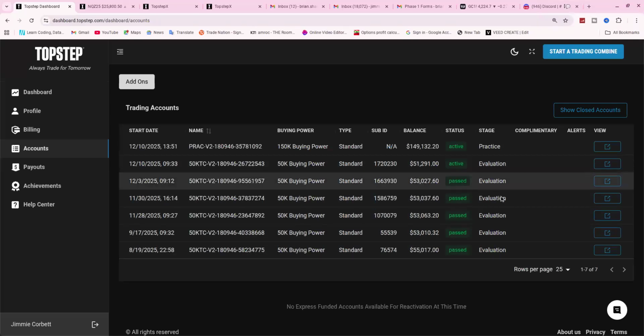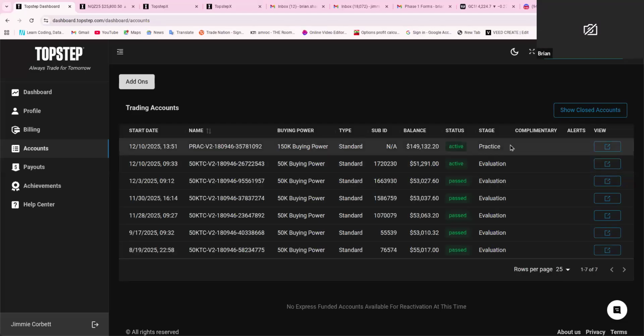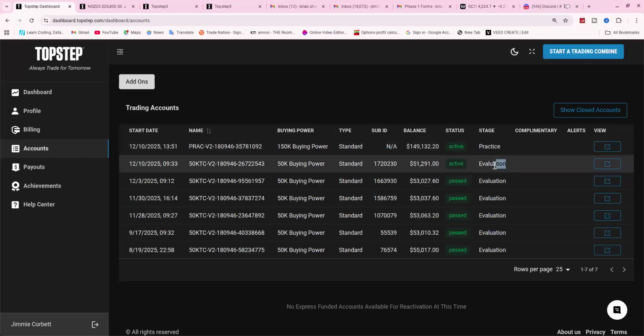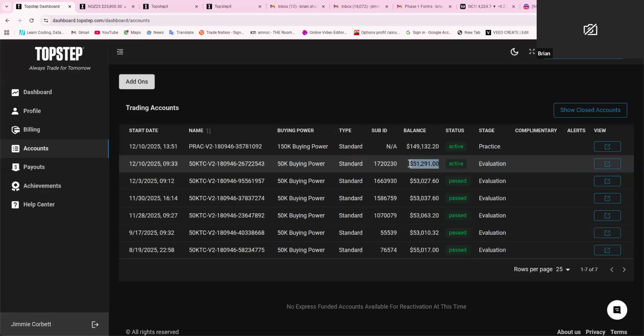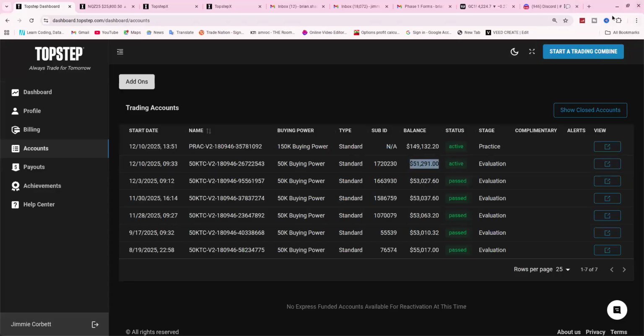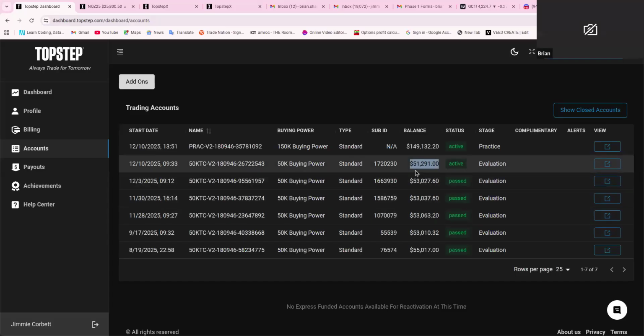So when you pass, what is active? That's the 2 that you're doing now. Yeah, the one active is the practice. You see, this is practice. This is the one I'm doing right now. This is where my price is at today, 51,291. They all have to say 53. Once you make 3,000 on an account, you pass.